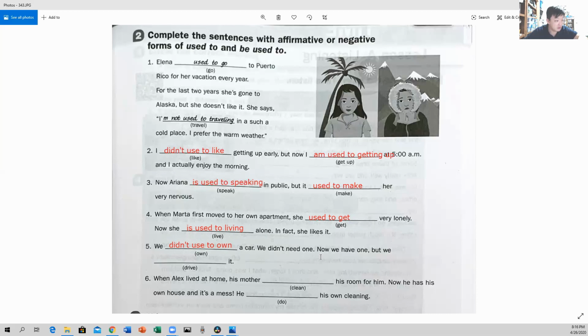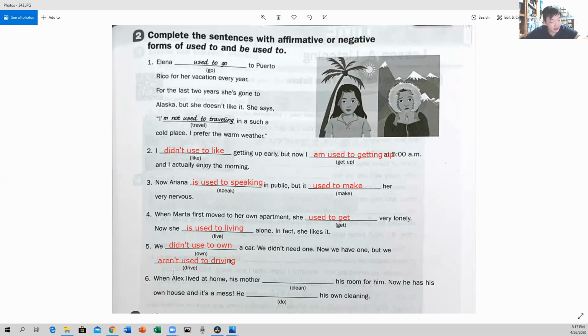Now we have one, but now this is something that we are accustomed to, aren't used to driving it, okay? But we aren't used to driving it, okay? I know it's complicated, it's confusing, but the more you practice, you will get it. Trust me, okay? Let's go to number 6.